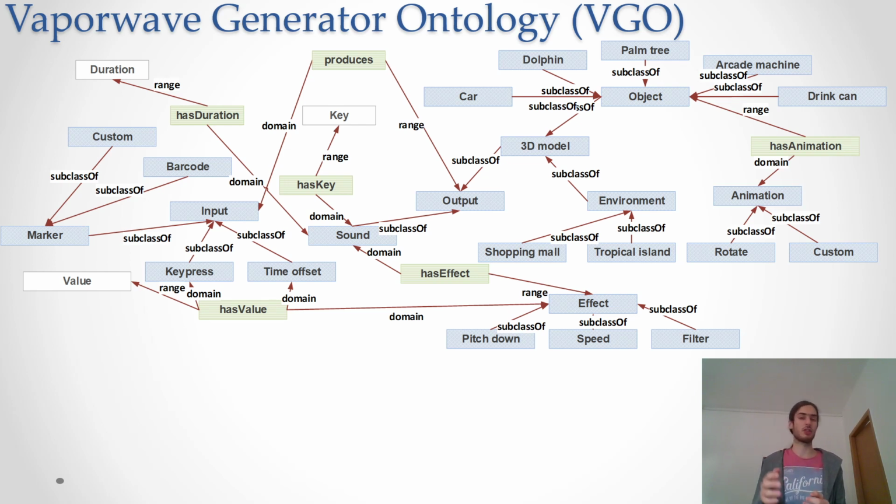Moreover, we have 3D models. These 3D models can be either environments, like a tropical island or shopping mall. It's actually a container, a set of objects that are connected in some logical way that represent a 3D environment. Inside this container, we can place other objects like palm trees, dolphins, cars, arcade machines, drink cans, and so on. And finally, these objects can have some animations, like rotation or some custom movement within the environment.